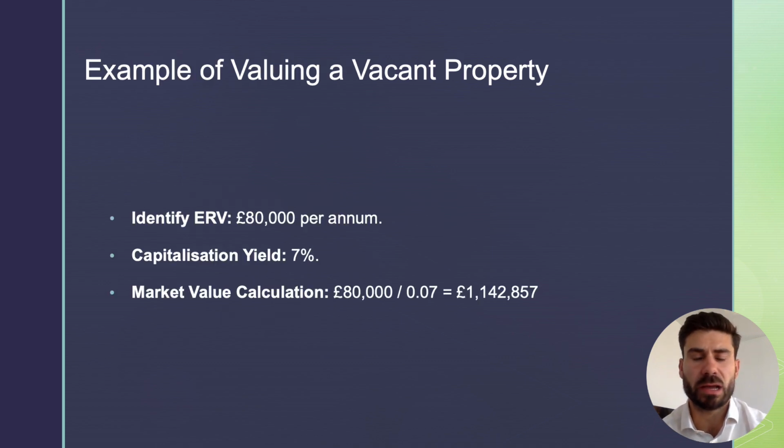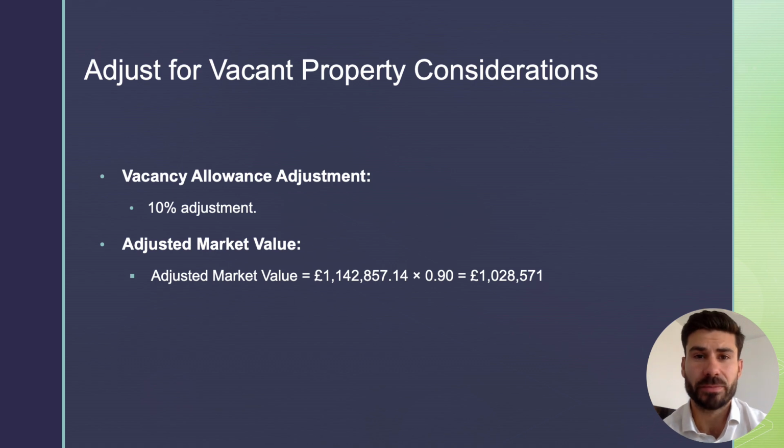So let's look at a practical example. In this case, we have a vacant commercial property with an ERV of £80,000 per annum and a capitalisation yield of 7%. This leads us to calculate a gross market value of approximately £1.1 million. However, since the property is vacant, we must make an adjustment to account for potential delays in leasing and the associated risks. In this example, we've applied just a 10% adjustment. This brings the market value down to about £1.02 million.